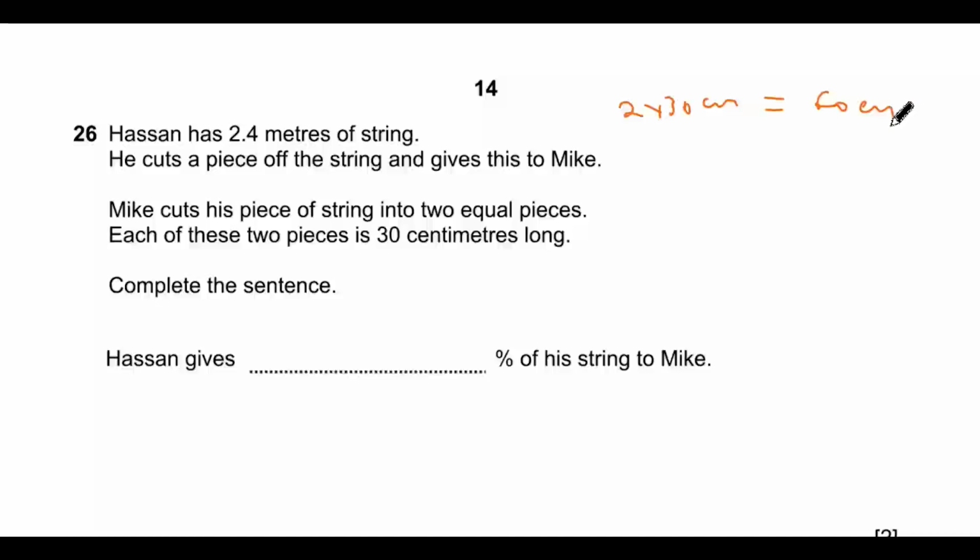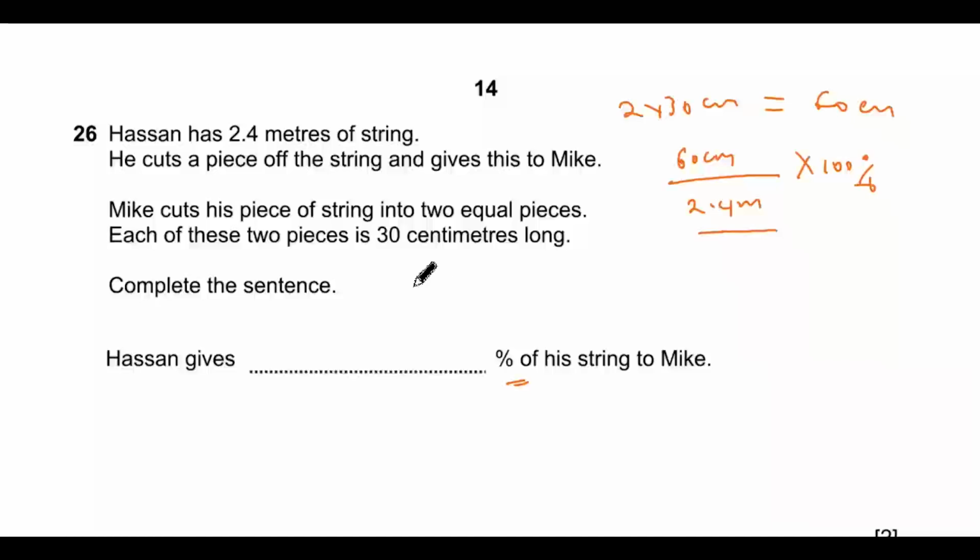So that means Hassan gave Mike 60 centimeters. Complete this sentence: Hassan gives dash percentage of a string to Mike. So it will be 60 centimeters over the total, which is 2.4 meters, times 100%. So we have to convert this to centimeters.